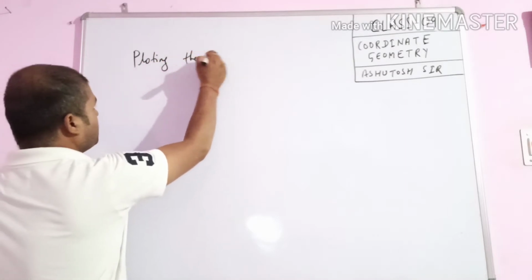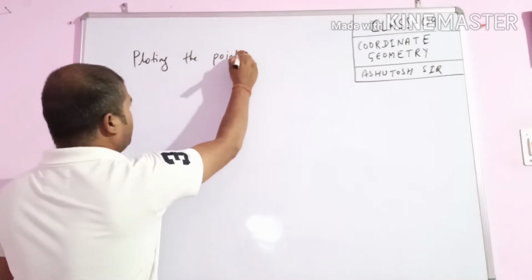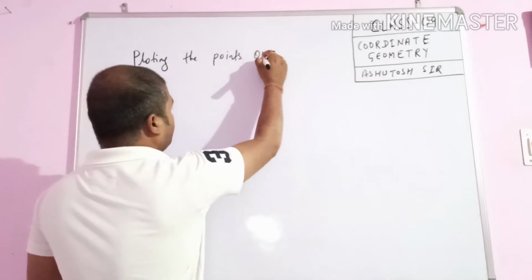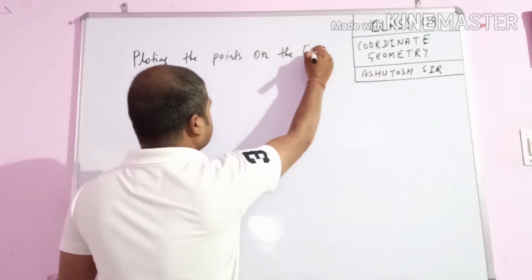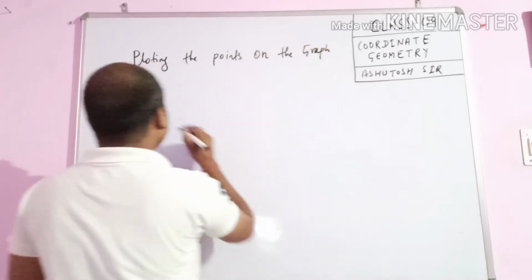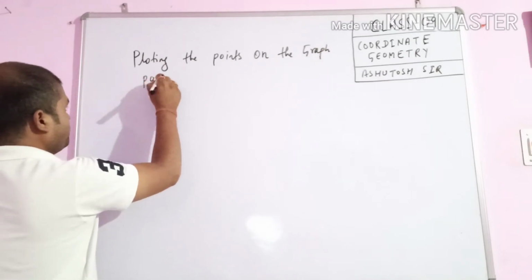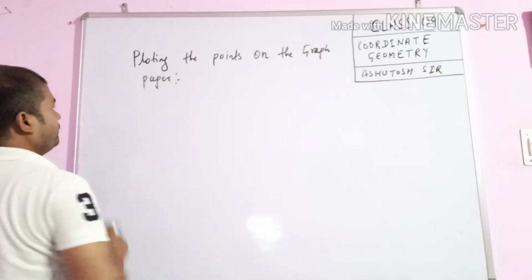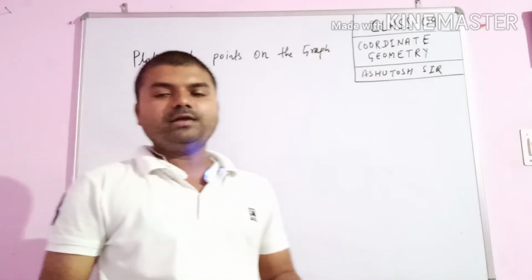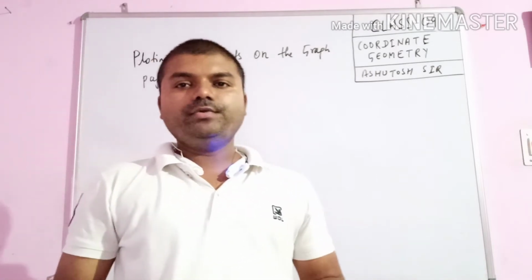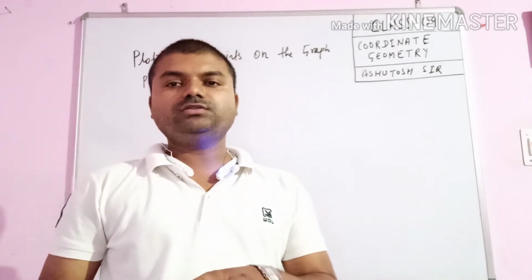Plotting the points on the graph paper. We have different types of points. Then how do we plot these points on the graph paper?